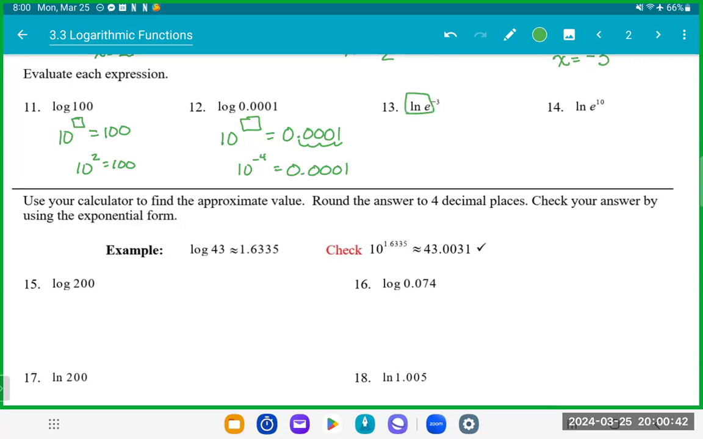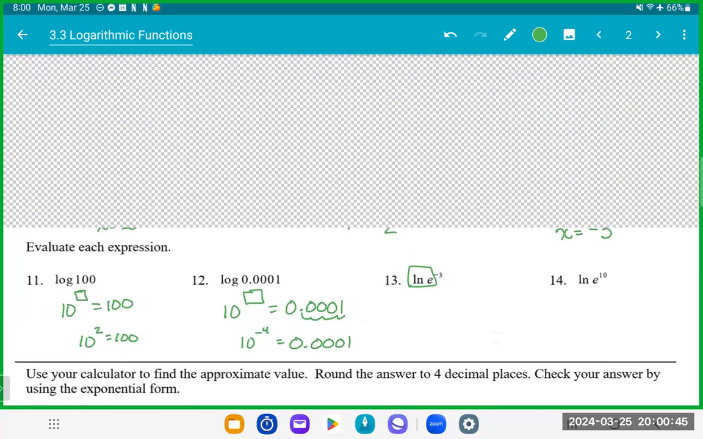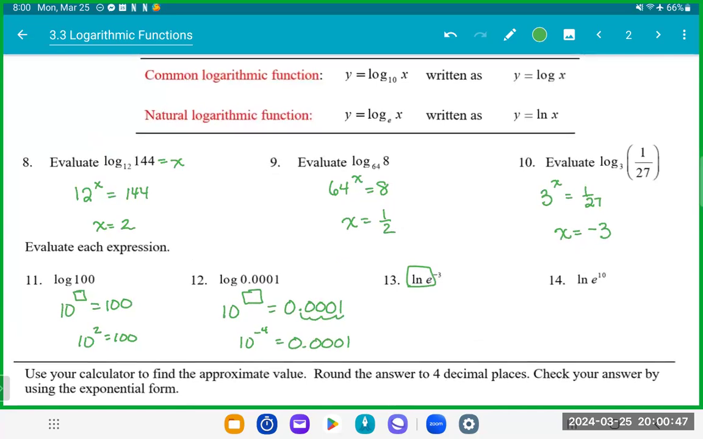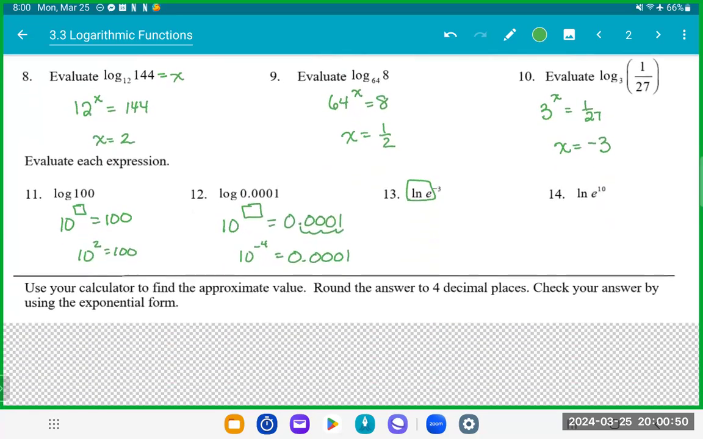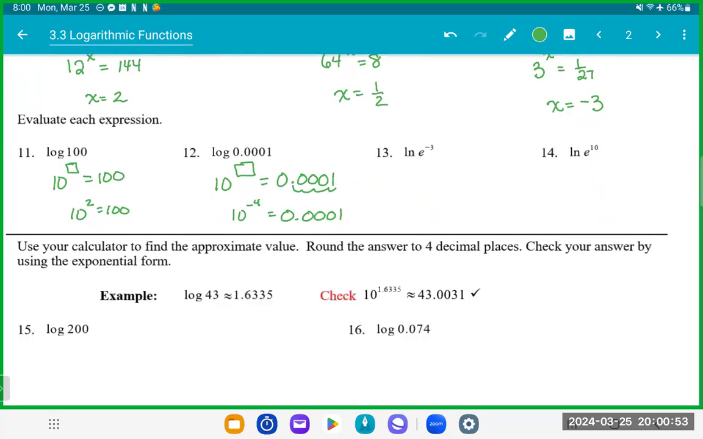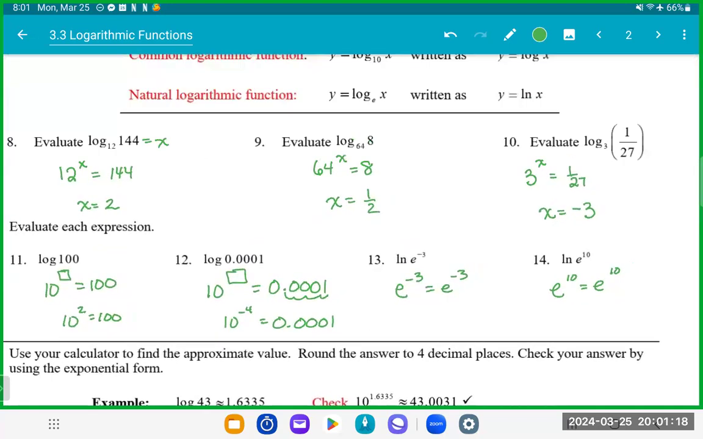So the thing with the ln, when you are looking at ln and e together, you could think of those as kind of countering each other out. So in this case, we would end up with e to the ln of -3 equal to -3. And similar over here, e to the ln of 10 is the same as 10, because that ln is our natural log and it equals itself.